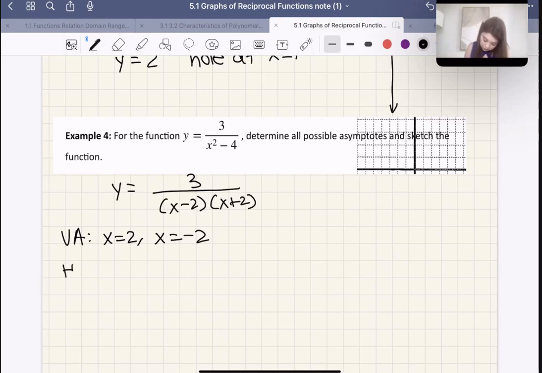What about horizontal asymptotes? Well, what's the degree of the numerator? The degree of the numerator is 0, right? It's just 3. And the degree of the denominator is 2, right? We have x squared. So what does it mean when the degree of the denominator is greater? It means that the horizontal asymptote is y equals 0. And now we're done, because we know that if we have a horizontal asymptote, we can't also have an oblique asymptote. So we can forget about oblique asymptotes.